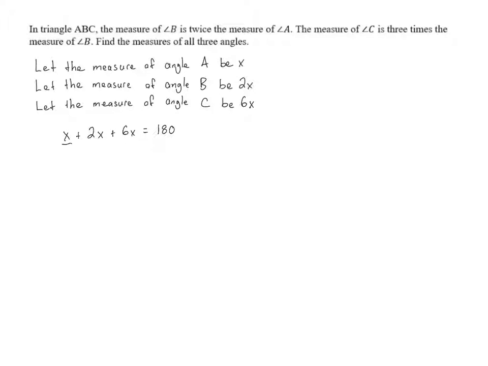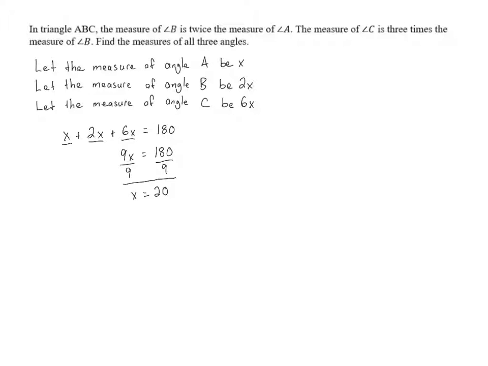If we combine like terms on the left-hand side, x plus 2x plus 6x is 9x, so we have 9x equals 180. And if we divide both sides by 9, that will isolate x for us, and we'll have x equals 20.